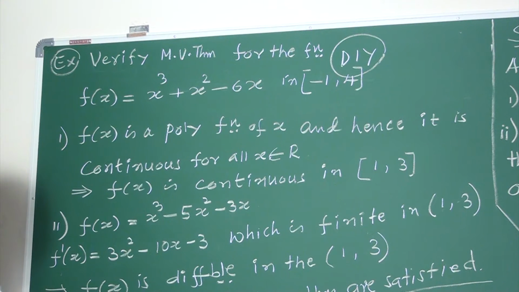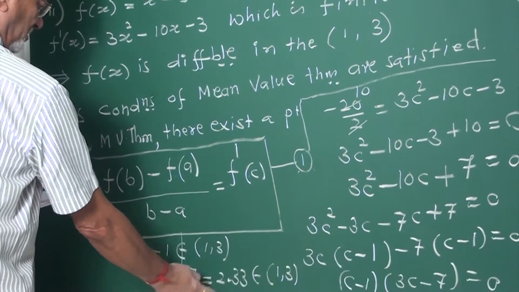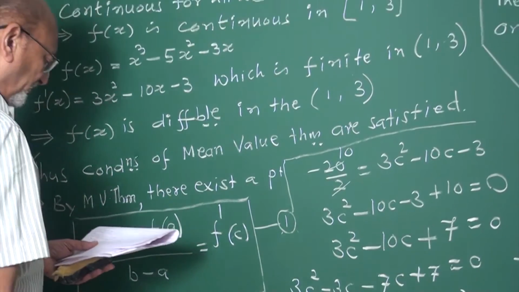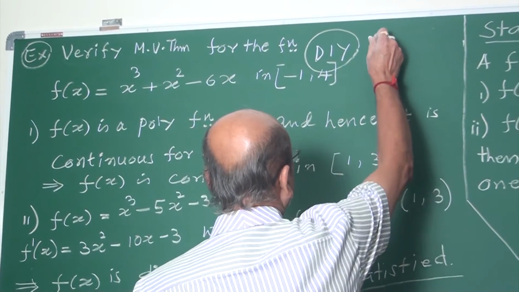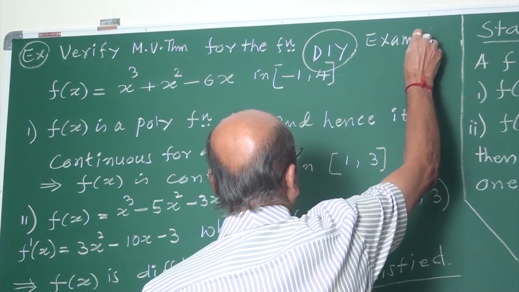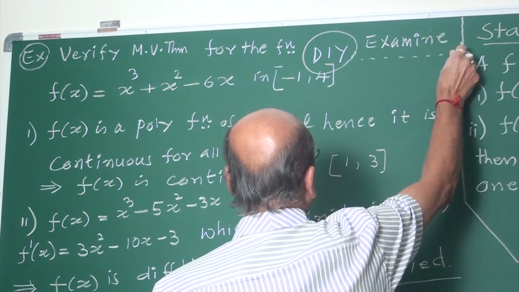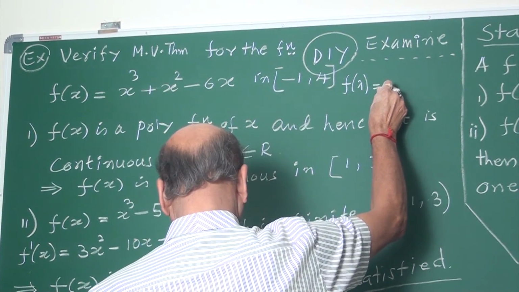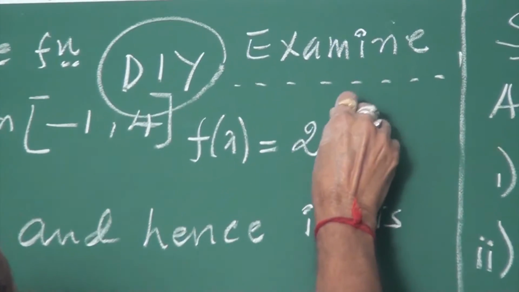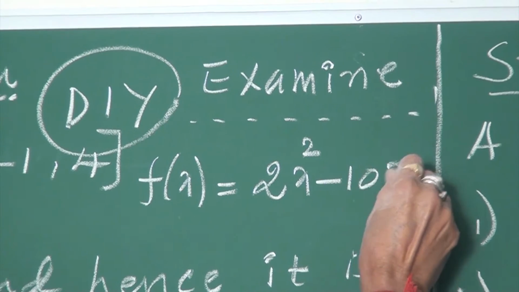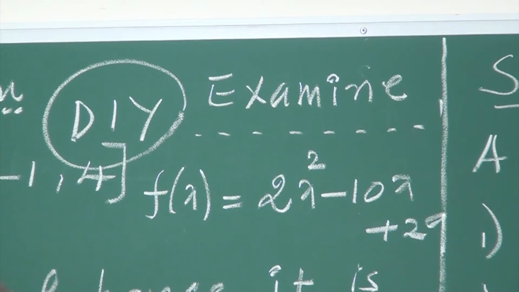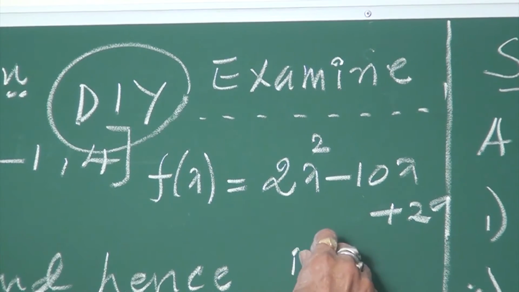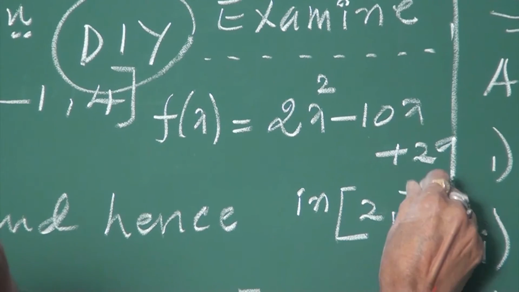Again, as usual, follow the same steps. Get c. At least one point will always be in the open interval. That verifies the mean value theorem. Now, if anybody is interested, one more: examine the applicability of the mean value theorem for the function f(x) equal to 2x square minus 10x plus 29 in the interval 2 comma 7.